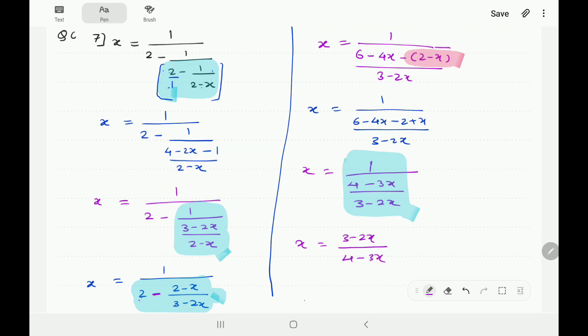Now this is very simple. Shift this side here. x into bracket 4 minus 3x is equal to 3 minus 2x. And now I think you can solve after that. Got the point? Hope you consider this as an interesting question. Don't take it as a difficult question.